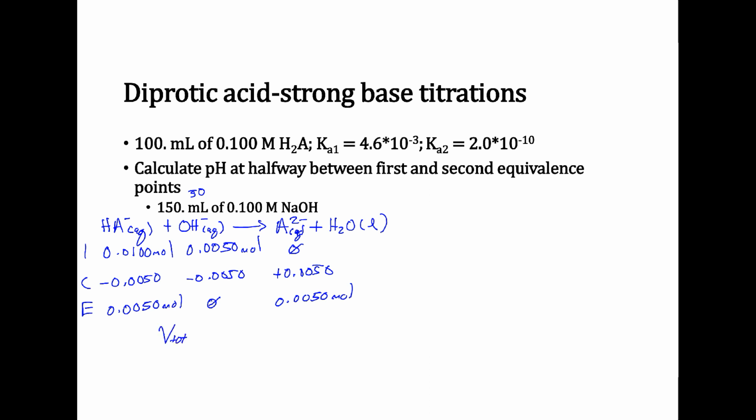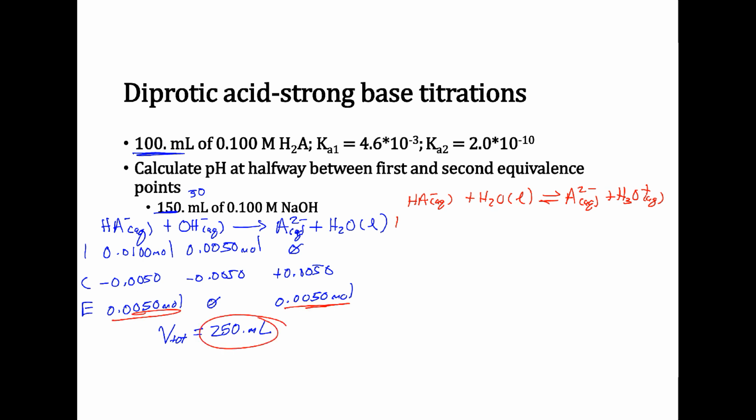And now our total volume is the sum of the 100 milliliters initially present of H2A plus the 150 milliliters of sodium hydroxide. So we're up to 250 milliliters. So we can go ahead and set up our ICE chart. So we'll have HA minus plus H2O yields A2 minus plus H3O plus. So now we're going to calculate the concentration from these moles and the volume.